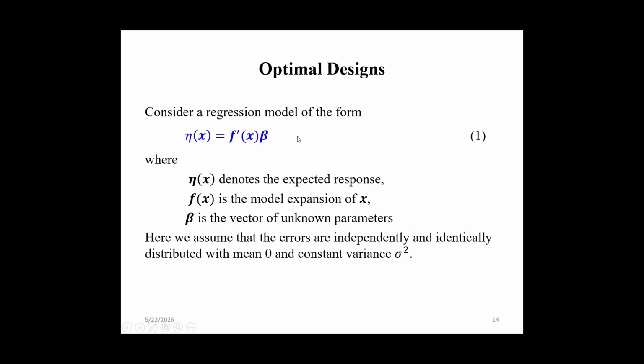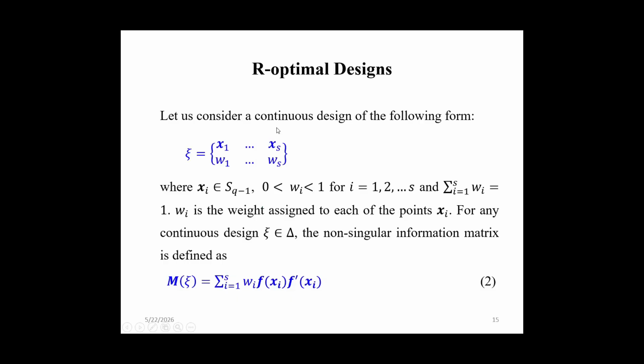So this is the ideal linear regression model setup. Eta x is equal to the expected response, which is equal to f(x) transpose beta. Eta x denotes the expected response, f(x) is the model expansion of x, and beta is the vector of unknown parameters. Here we are assuming the errors are independent and identically distributed, having mean 0 and constant variance sigma square. So this is a continuous design setup where we are taking s number of points, having the weights w1, w2, up to ws, making sure that the total weight is equal to 1.